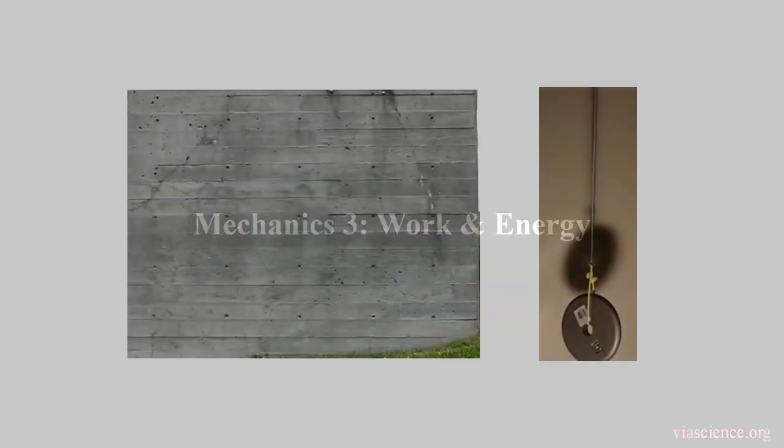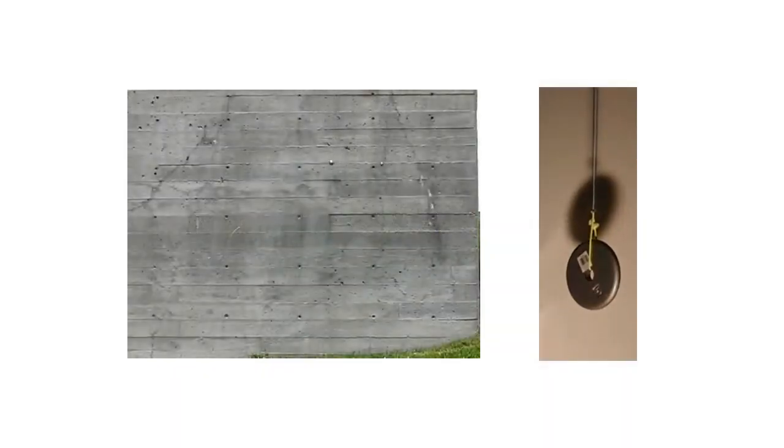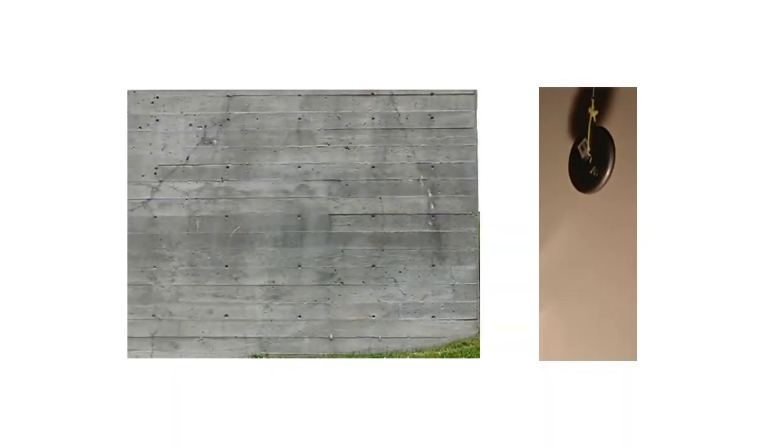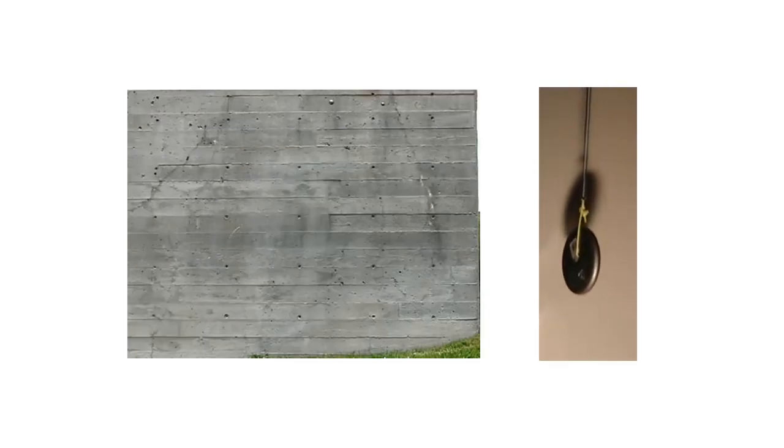Welcome to Mechanics 3. In this video, we develop the concepts of work and energy. So far in this series, we've examined in some detail two mechanical systems, a freely falling mass and a mass oscillating on a spring. For both systems, we found expressions giving the mass's position and velocity as functions of time.